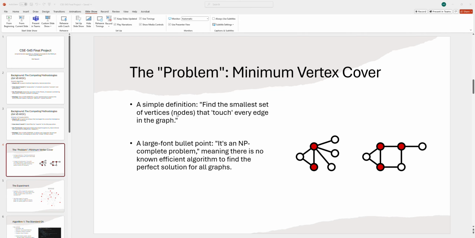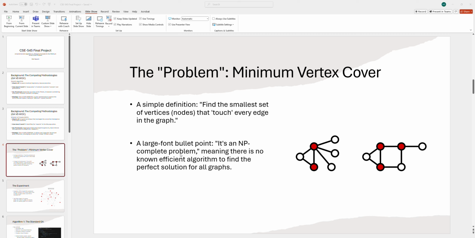So what is the problem we're applying these two strategies to? I chose the minimum vertex cover problem. As you can see in this diagram, the goal is simple: to find the smallest set of vertices or nodes, which is shown in red, so that every single edge in the graph, or the lines here, is touched by at least one of these red nodes. So you can see with the three red nodes, all the edges are connected to it somehow, and that is basically what the minimum vertex cover problem is. We're just trying to find the least amount of nodes that will touch every single edge in the graph.